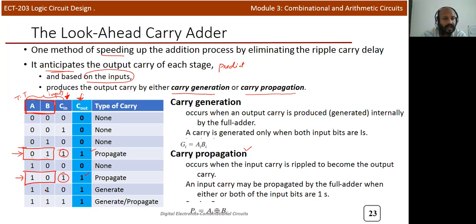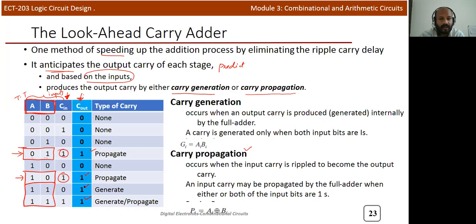Now we'll consider another two cases. If you look at the last two cases, here you can see both inputs are 1, 1. If both inputs are 1, 1, the output carry is equal to 1. So the last two cases we call carry generation. Carry generation occurs when the output carry is produced internally by the full adder, or carry is generated when both inputs are 1.